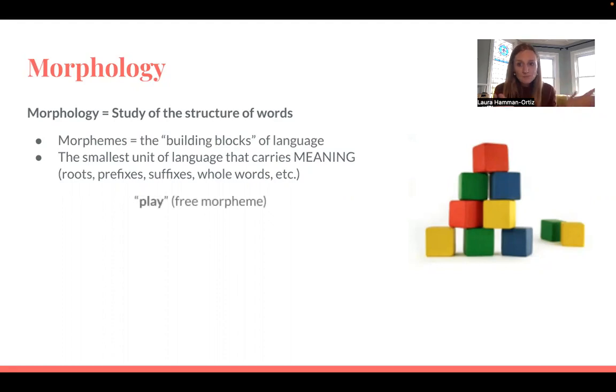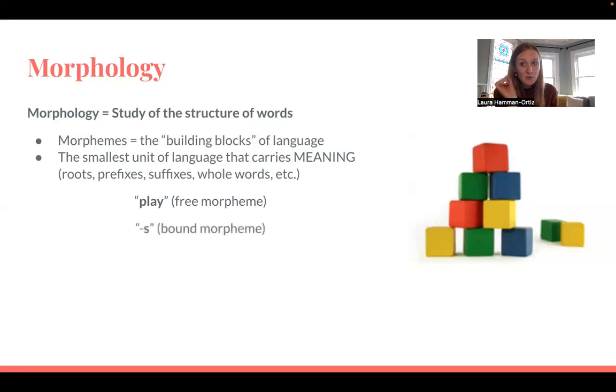So play is a morpheme, right? By itself, that has meaning. If we were to take away one of the phonemes there, it would no longer have the same meaning. So if I took off the y at the end and now it was just pla, that has no meaning in English. So play is a morpheme, and because it can stand on its own, we call it a free morpheme.